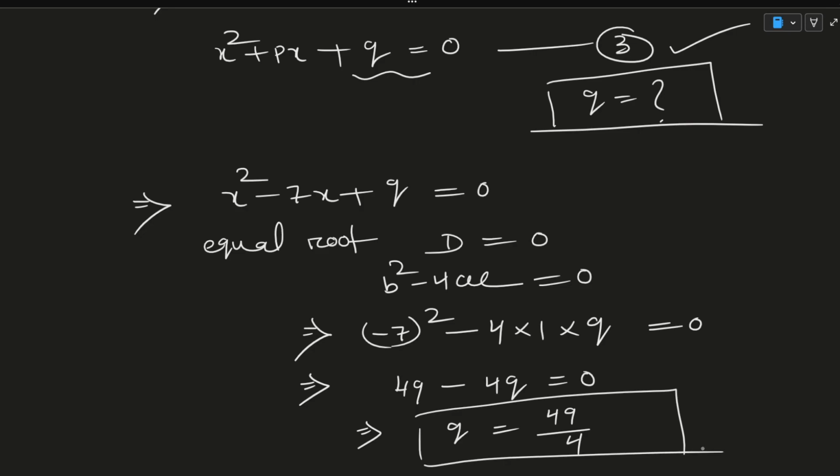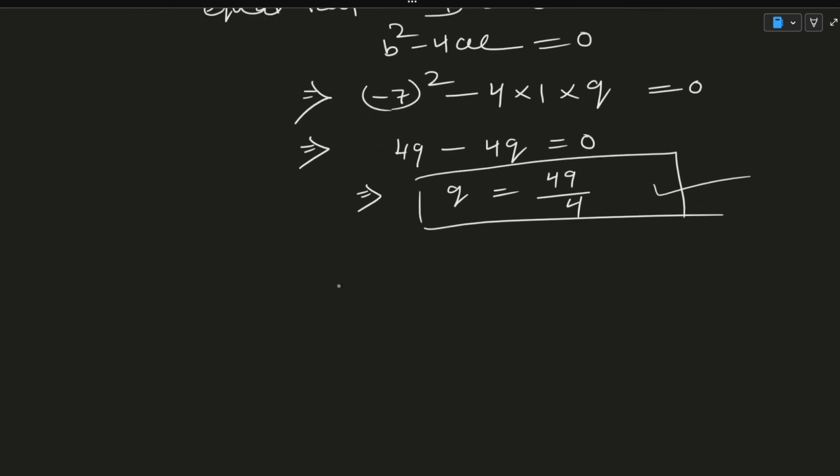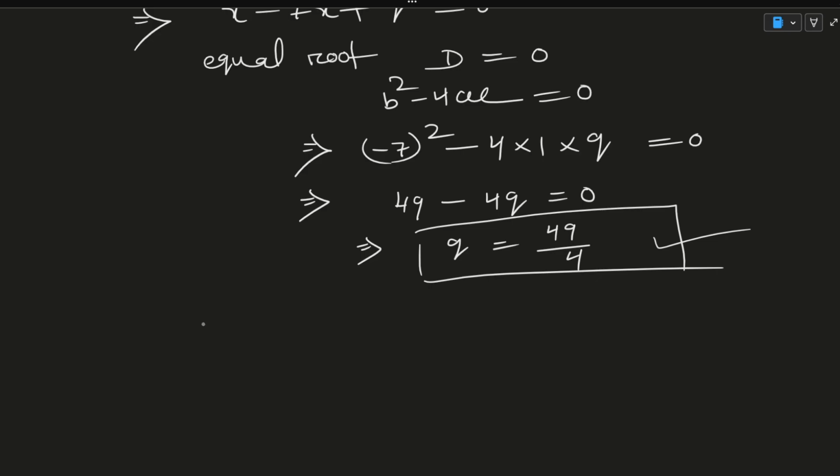So for this value of q we will get equal roots. Let me verify this. It will be x square minus 7x plus 49 by 4 equal to 0.